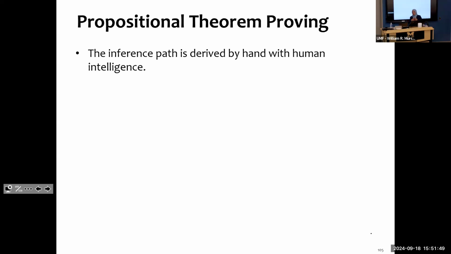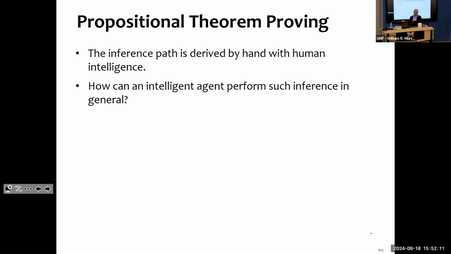It's you. It's me who is talking now. You understand? So until now, we are only relying on the human intelligence and what we are doing. It's not HR, it's AI. So how to switch? How can an intelligent agent perform such inference in general, which is introduced by human intelligence?